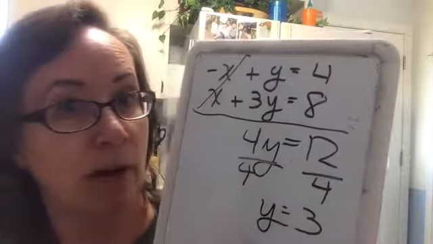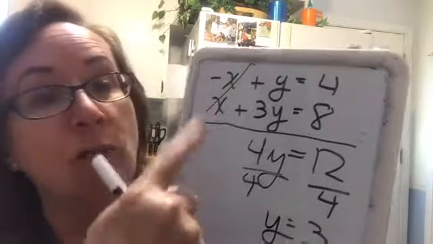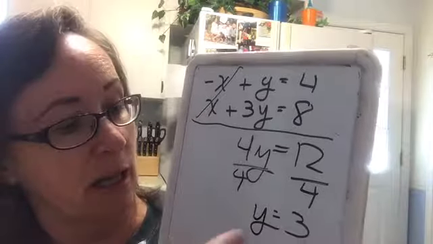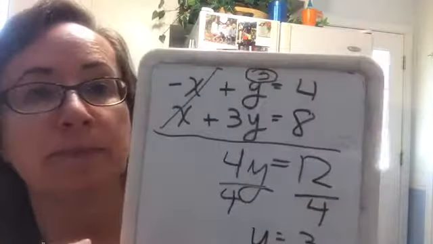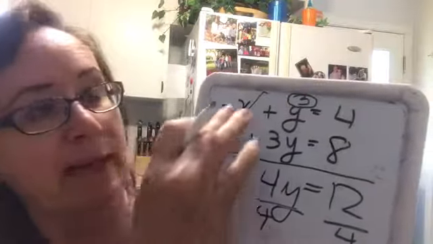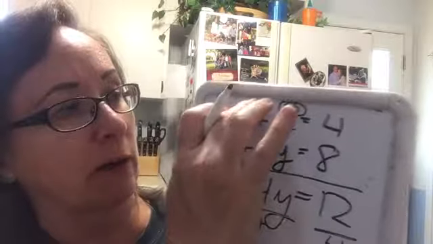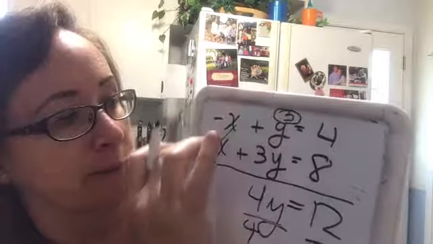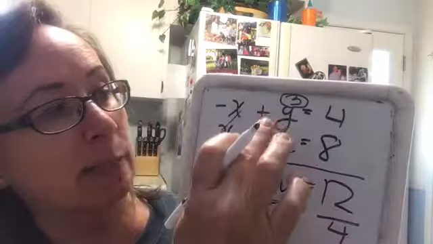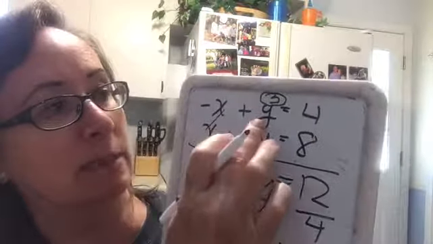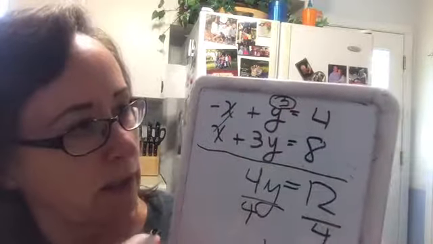Now I'm going to take my y is equal to 3 back into one of my equations. I'm going to plug my y is equal to 3 right here into this first equation. I'm going to bring my negative x back for a little bit, so take away the little cross out symbol here. So we're going to bring back our negative x. Negative x plus y is 4. Negative x plus 3 is 4.